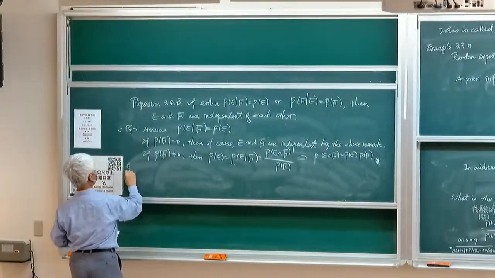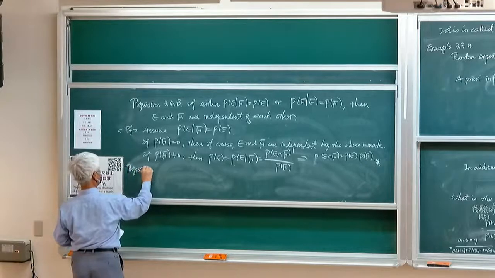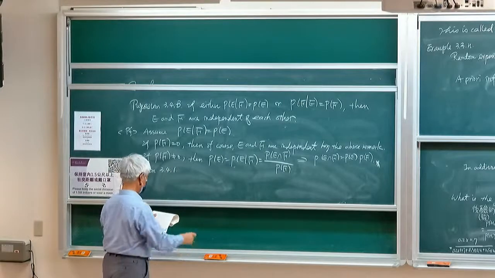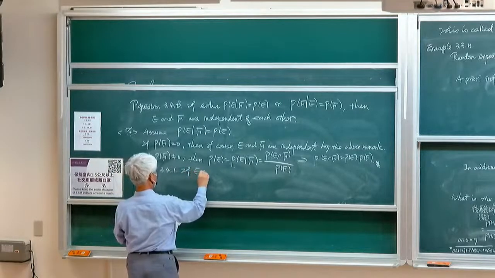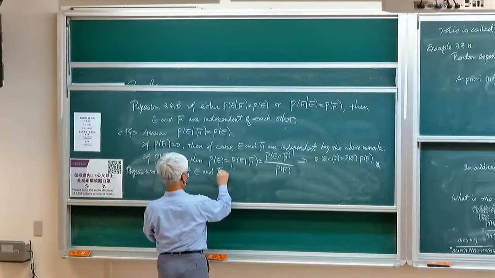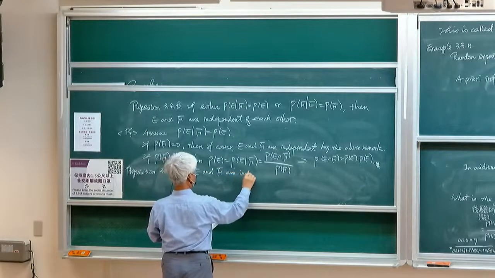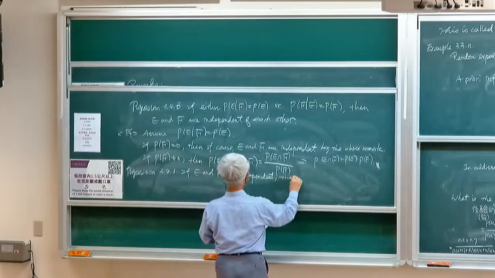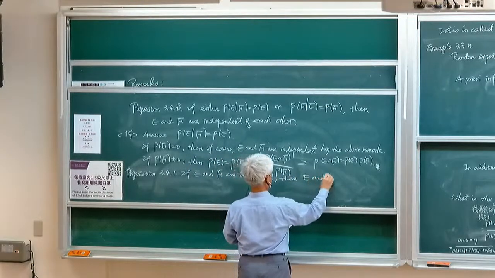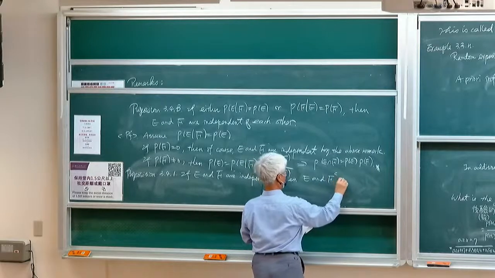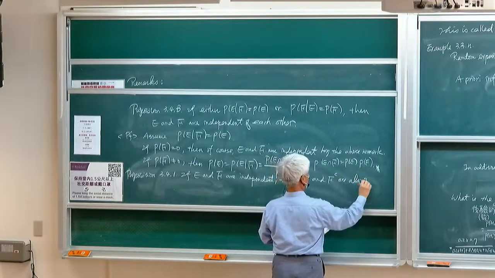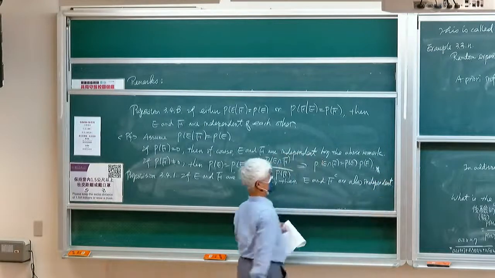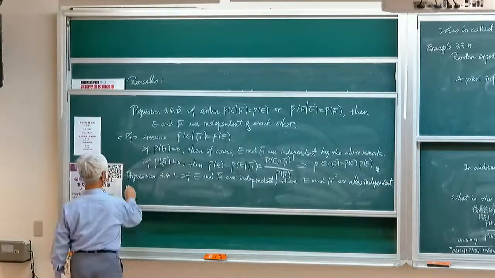Okay. Now the first proposition in the textbook is that if E and F are independent, then E and F complement are also independent. Okay, so now we prove it.